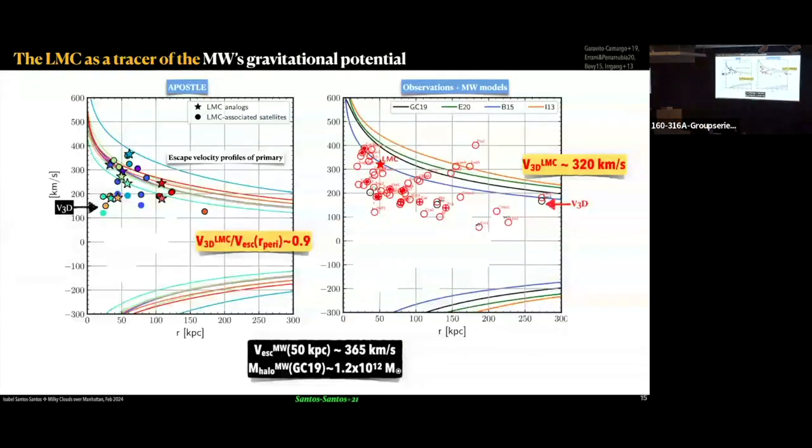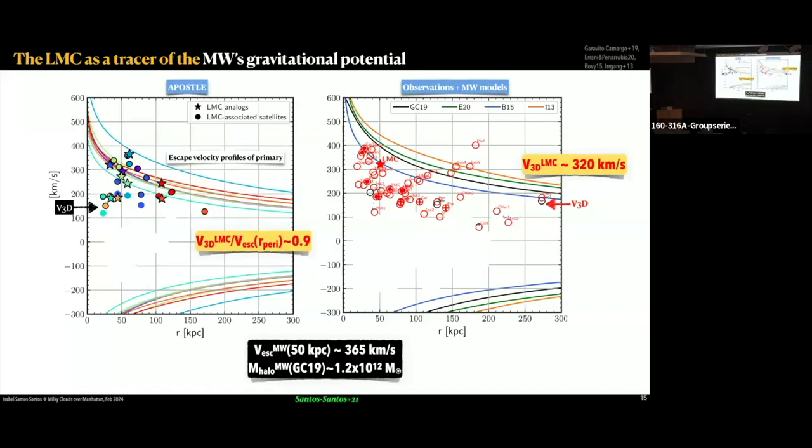So I mentioned at the beginning that the LMC can inform on the Milky Way's gravitational potential. Here on the left panel, I'm showing with lines the escape velocity profiles of the primary halos that contain an LMC, and with stars, the 3D velocities of our LMC analogs. What we can see is that the velocity of the LMC at first pericenter is very close to the escape velocity at that radius. We find for ASTRID a mean ratio of velocities of 0.9.